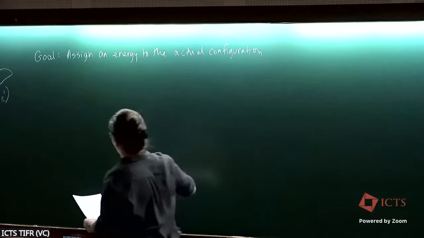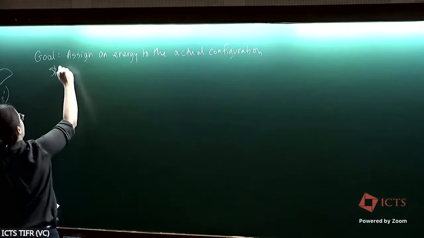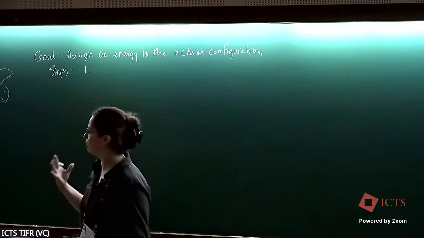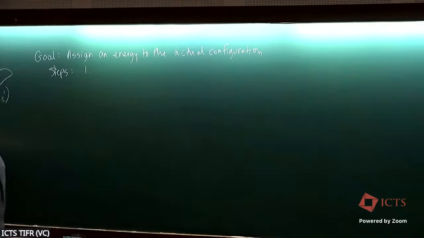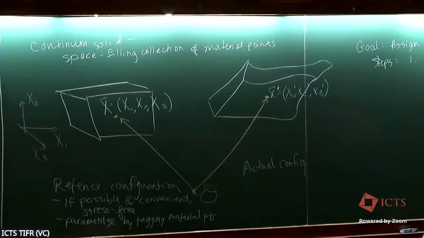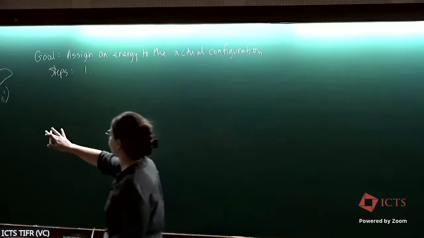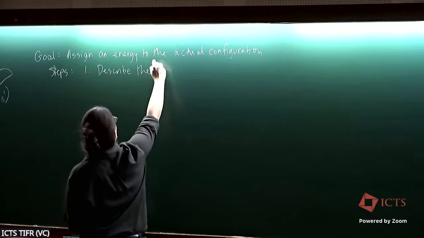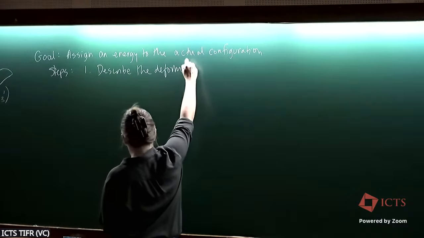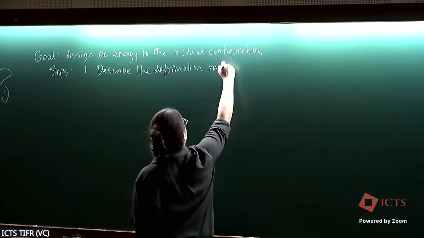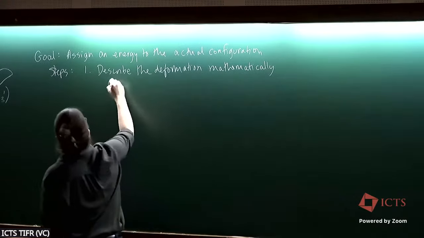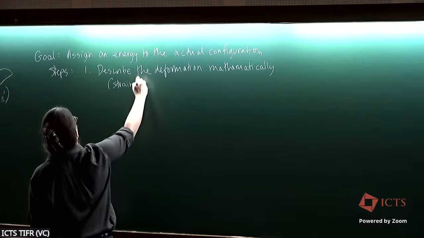And the steps to doing that, there are two. The first step is we need to figure out how to describe this deformation mathematically. It's certainly much more complicated than something uniaxial. We're going to have to develop some machinery that allows us to quantify this. Describe the deformation mathematically. And this is going to give us strain tensors.